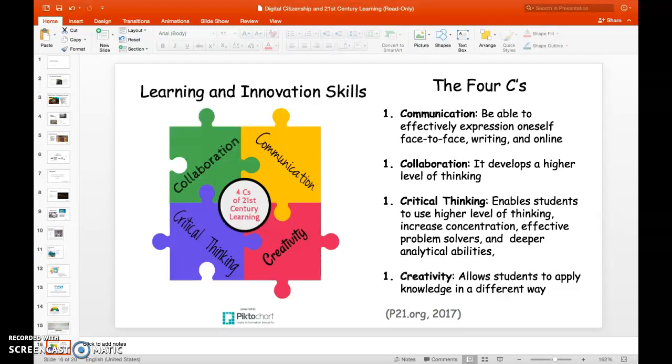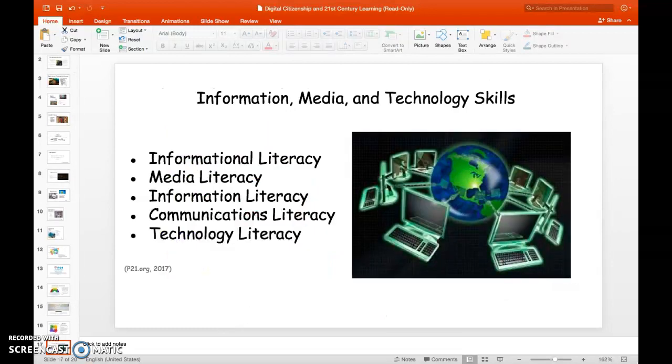Critical thinking will enable students to use their metacognitive skills, increase concentration, be effective problem solvers, and deepen analytical abilities. Thinking and working creatively will generate ideas in a different and original way. Learners in the 21st century engage in a technology and media-influenced atmosphere. Learners must be able to obtain a wealth of information, adapt to constant changes in technology and media, and effectively collaborate with others to showcase their skills related to information, technology, and media.